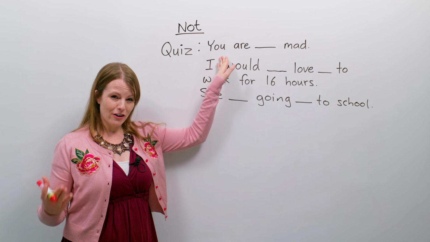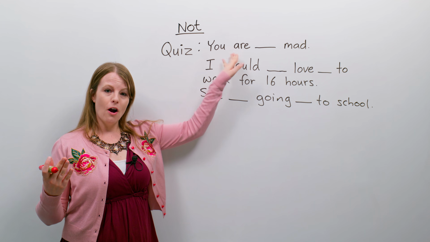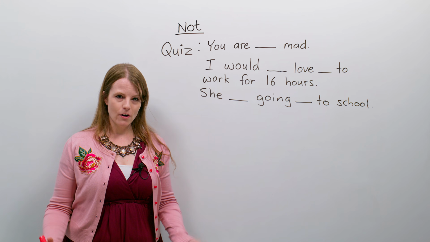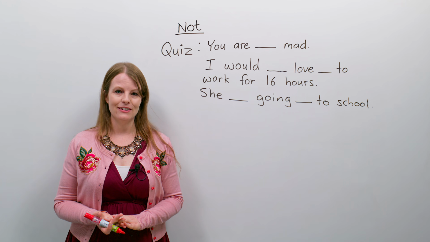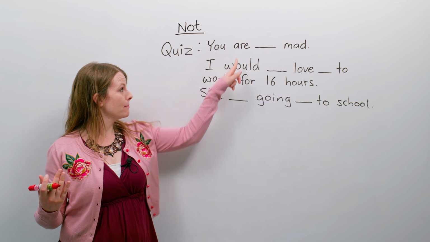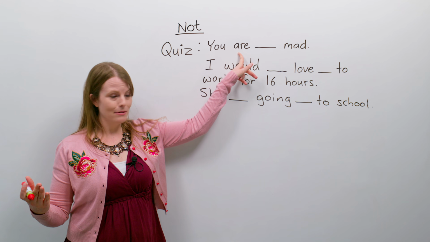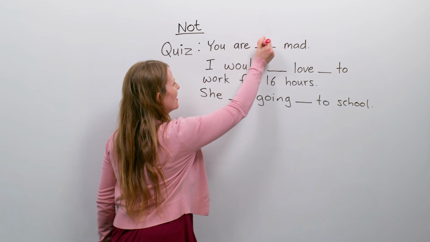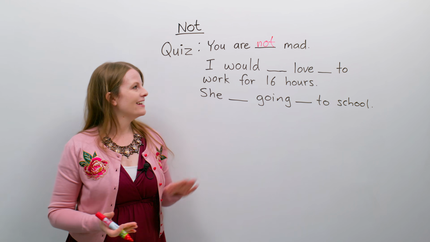Let's put the correct negative word here. You are no mad, or you are not mad. Which is correct? In this case, we have the be verb. So we know after the be verb, we use the word not. You are not mad. That's good.